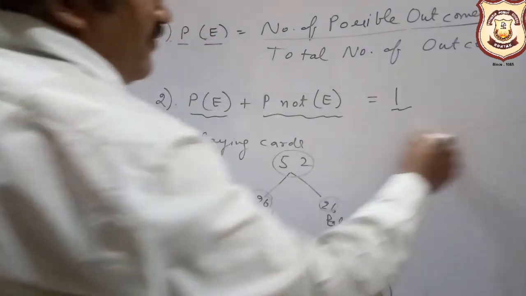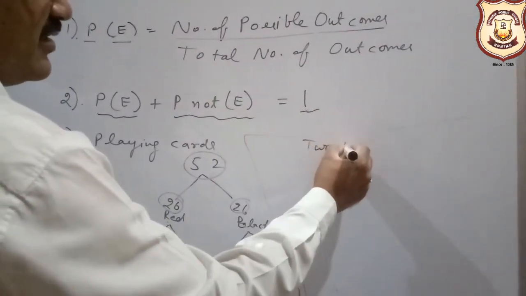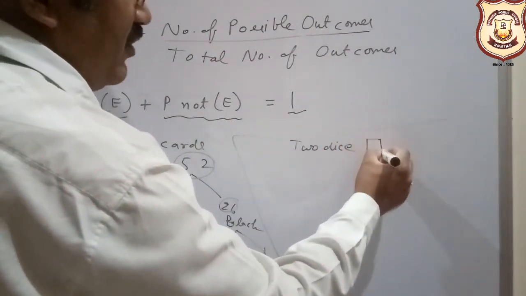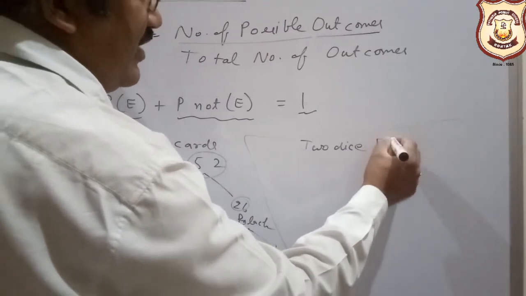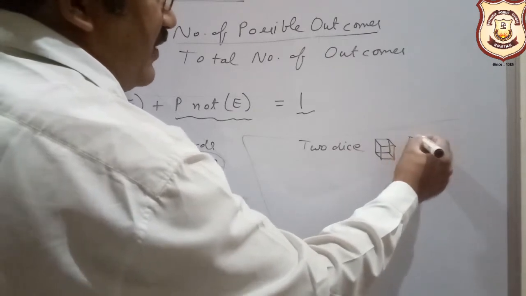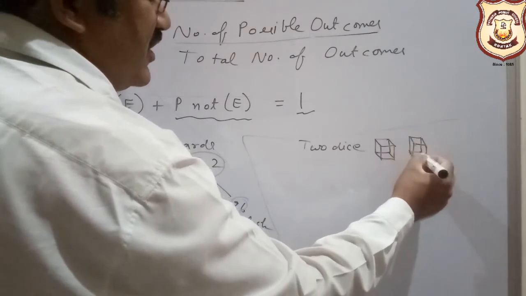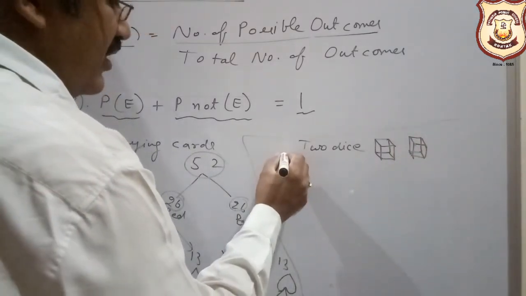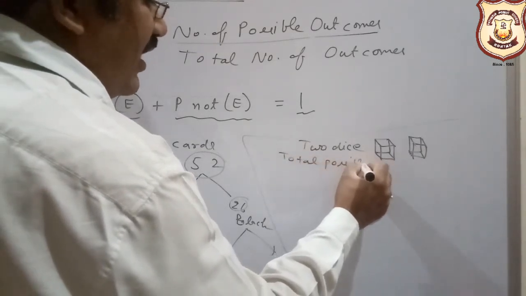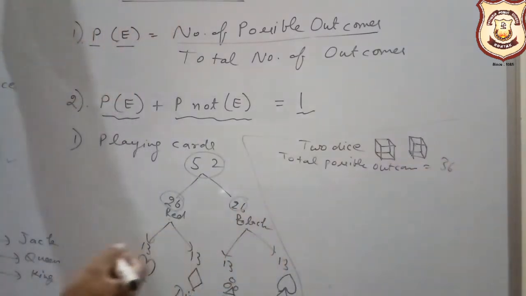Now the concept of dice. Two dice concept. For one die, the possible outcomes, you know very well, are 6. But if the concept is of two dice, then total possible outcomes become 36. Why 36?